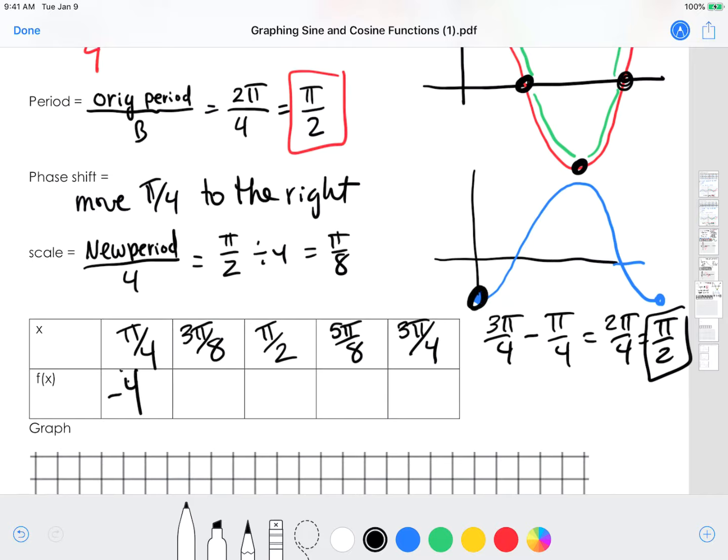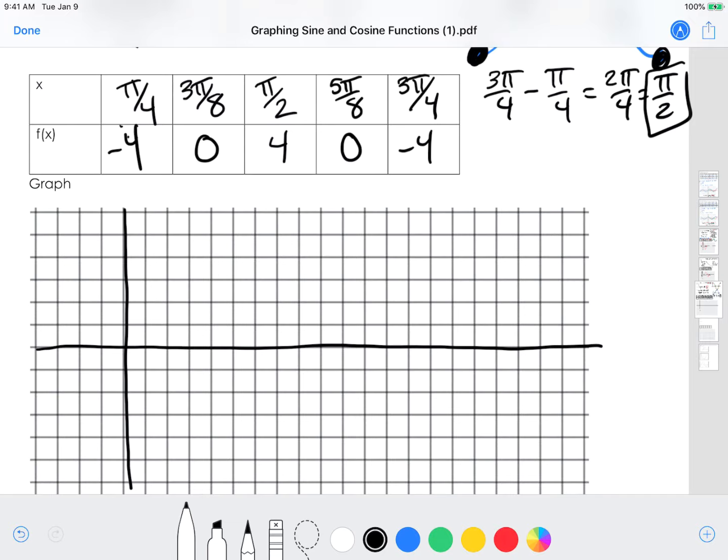So I'm starting here because it's been flipped upside down. Then I go to my x-axis, which is 0. Then I go to my maximum point, which in this case would be 4 because it's been stretched out by a factor of 4. That's my amplitude. Then I come back down to my x-axis, and then down to my minimum point, which is -4. So I'm going to go up 1, 2, 3, 4, and down 1, 2, 3, 4 on my y-axis, because I'm going to go out in either direction 4.